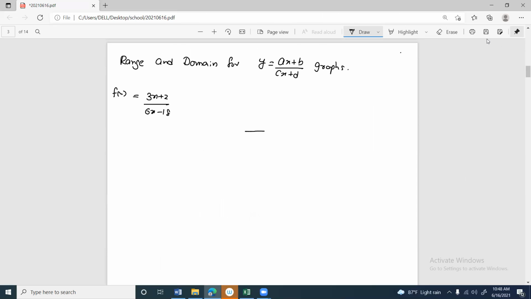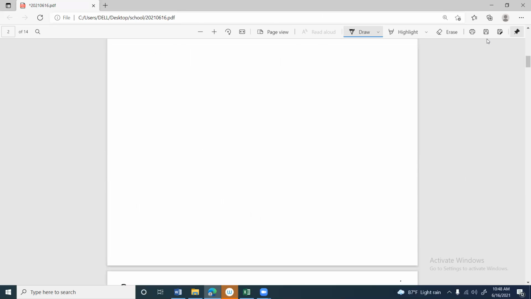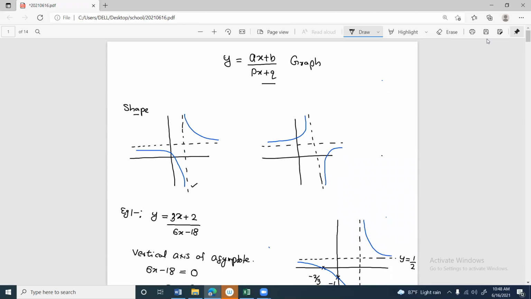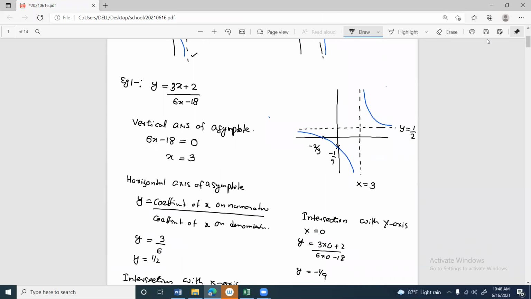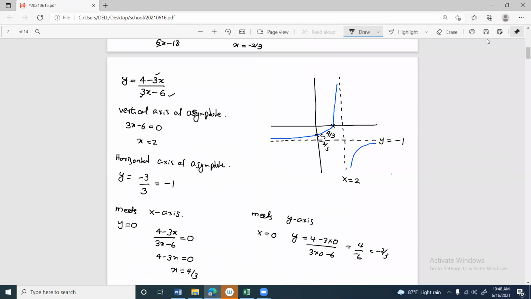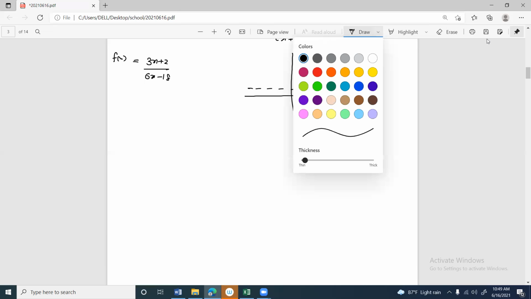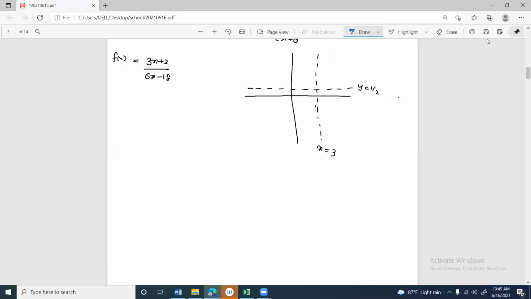When you draw this graph, you obtain something like this. There's a vertical and horizontal asymptote, so y equals a half and x equals 3. And y equals a half. Right, when you refer to this graph, we'll come up with this.